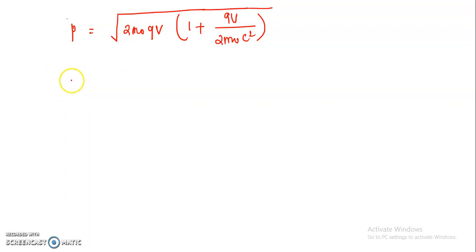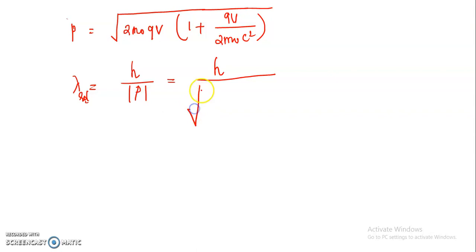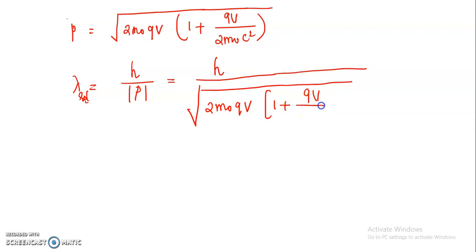Now from the de Broglie equation for wavelength, lambda relativistic equals h by modulus of p, which is equal to h divided by root of 2 m0 QV into 1 plus QV divided by 2 m0 c square. This is the expression for the relativistic de Broglie wavelength.